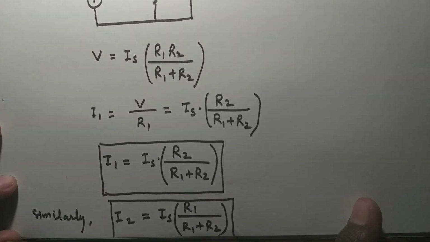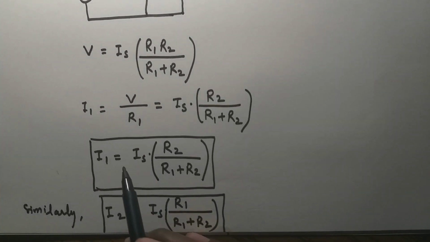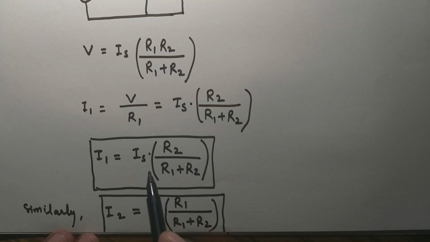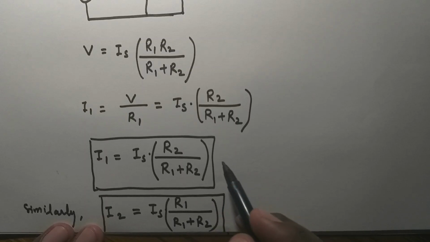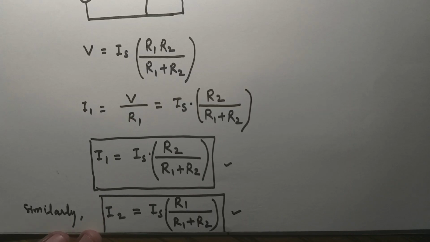So these are the results of current division rules I1 and I2. A simple trick to remember this formula is that we multiply the total source current with the adjacent branch resistance, and then we divide by the sum of both the resistances. Similarly for I2. So we can use these results directly in various problems. Now we will take one example of current division rule to understand it in more elaborated way.